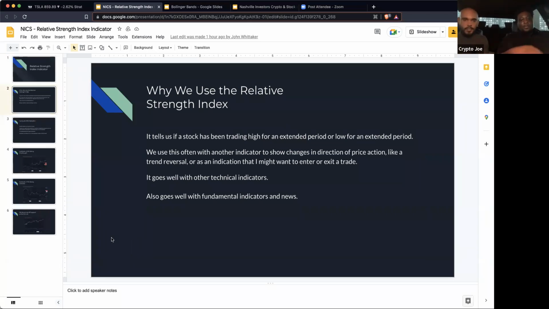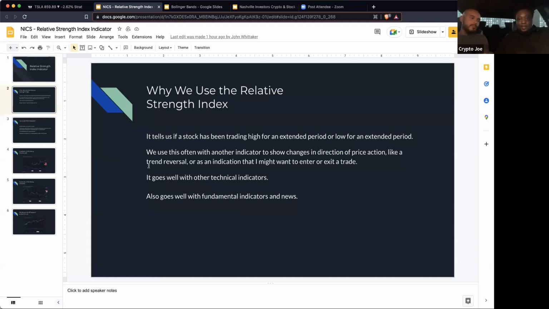Really, the RSI basically tells you if a stock is oversold or overbought. It tells you if there's way too much pressure from the buy or sell side, either way you cut it, and that helps us know what we're looking for.